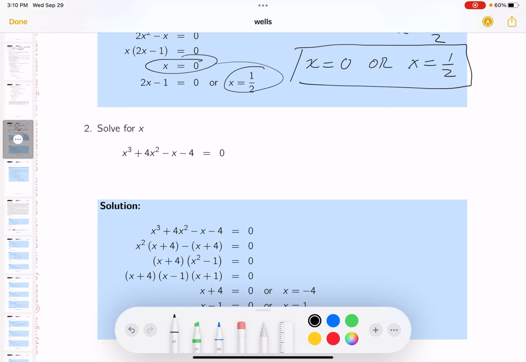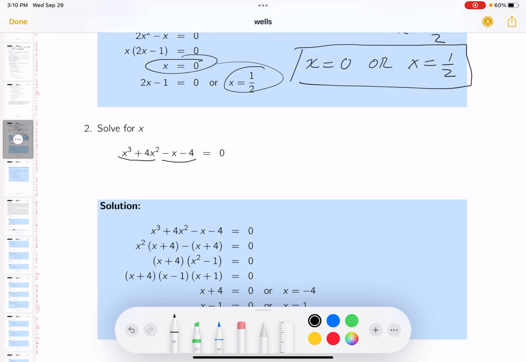Let's look at number 2. Now, number 2, it's a cubic, right? So I'm expecting to see 3 factors. And I'm hoping it's reasonable, I'm hoping it's not so difficult that I can't factor it. Could it be difficult? Yeah, it could be. But I don't think so. Let's take a look at it. I'm going to try to factor by grouping. What does that mean? Take the first 2 and last 2 terms and factor those groups.